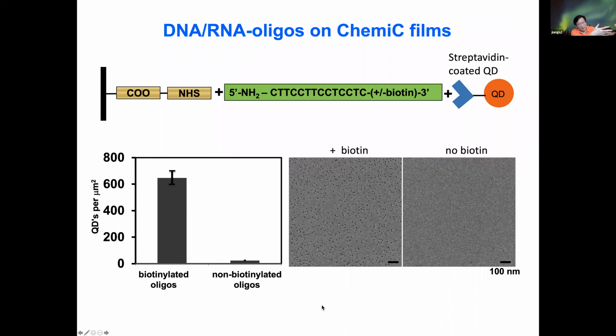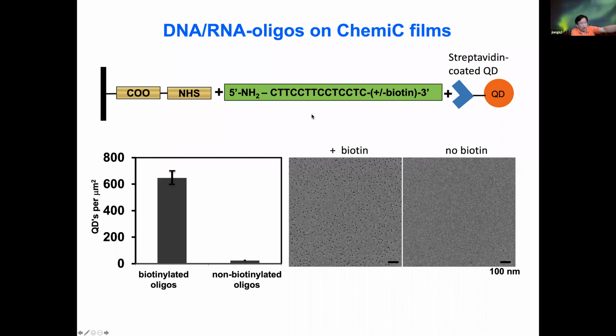The other typical grid you would use is actually RNA or DNA oligos loaded onto the surface. As you can see, using our technology we can do the same thing. This is an RNA grid. This is a DNA grid, actually.